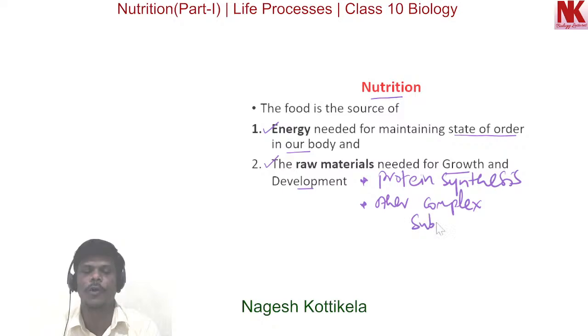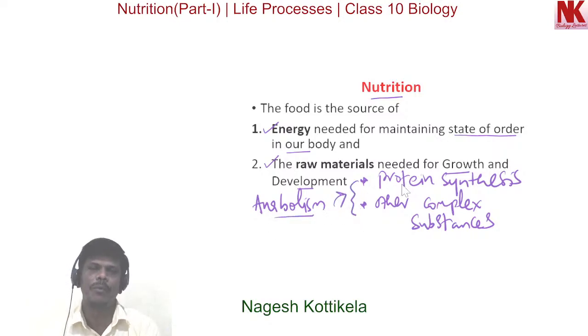in the body. Now for these synthesis reactions, we use one important word called anabolism. Here complex molecules are synthesized from simpler molecules. Those reactions are called anabolic reactions. So the food is the source of energy and the raw materials needed for our body.